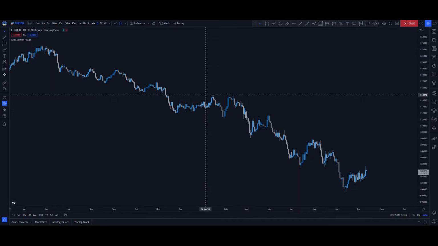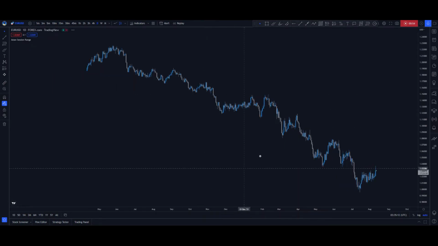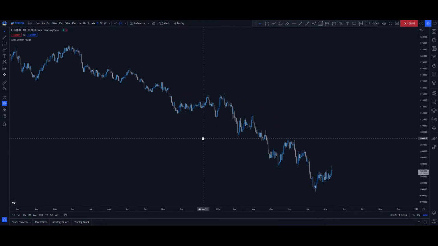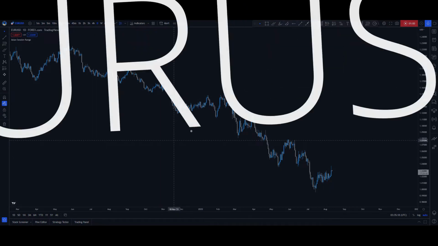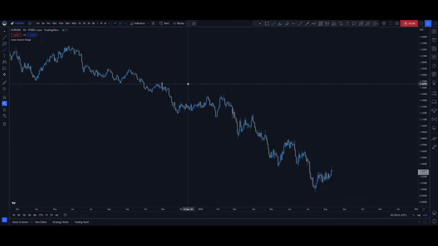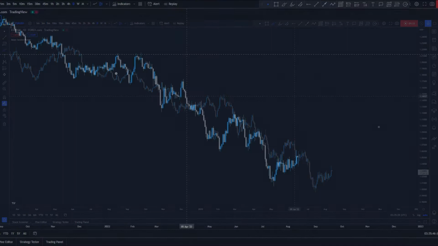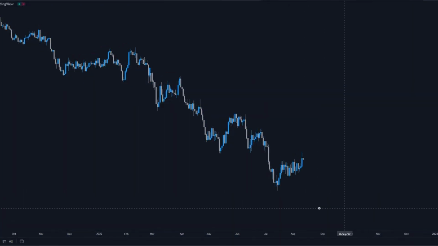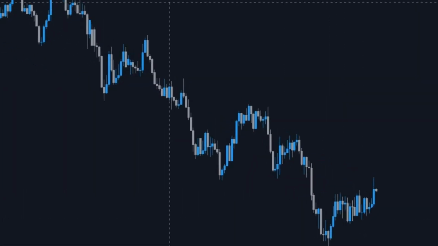So what is structure? Structure is basically the movement of price in the forex market, right? So it's actually a pattern that price moves in. This is the daily time frame of EURUSD, the pair I trade almost every time. When we come to structure, structure is basically just the higher highs and higher lows, and lower lows and lower highs. So structure is just what you are seeing on the chart here.